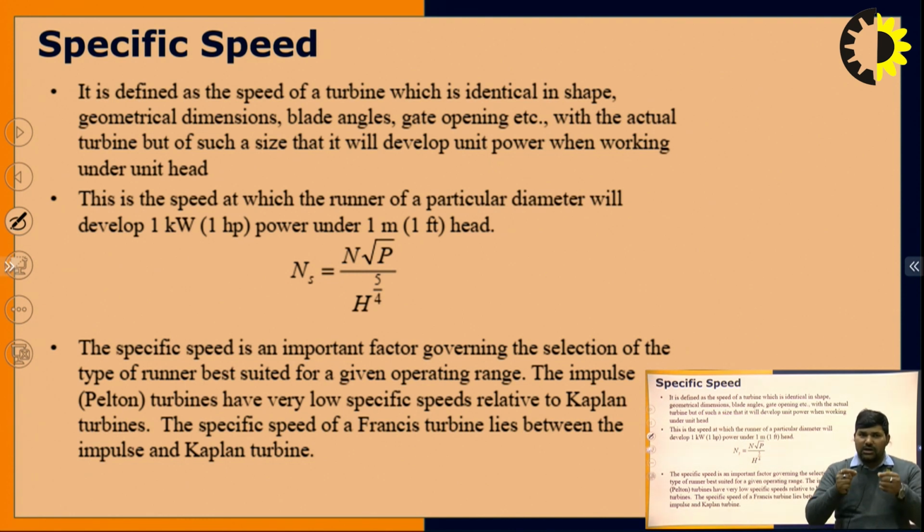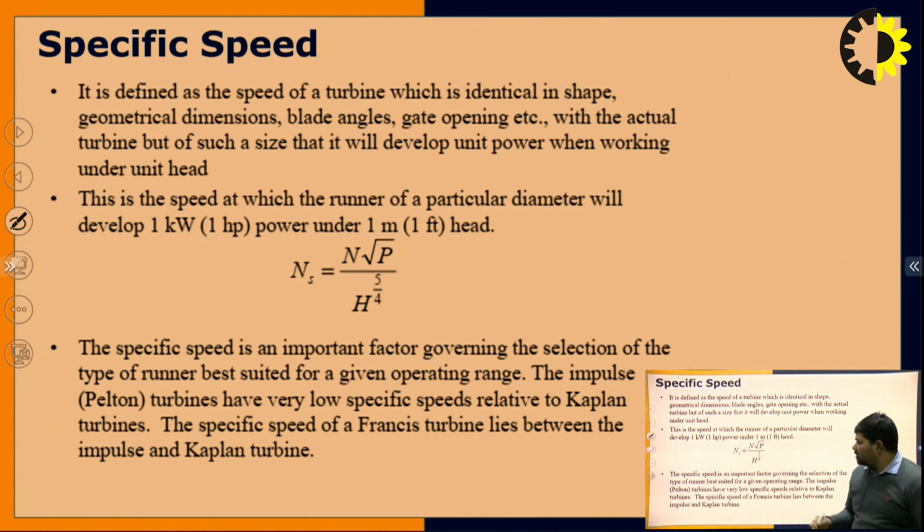So, it is developed for unit power and unit head, and this is the speed at which the runner of a particular diameter will develop 1 kilowatt of power under a 1 meter head.